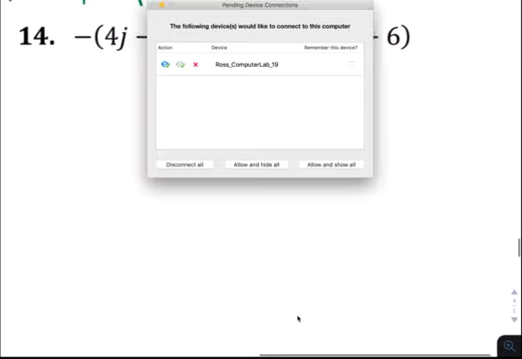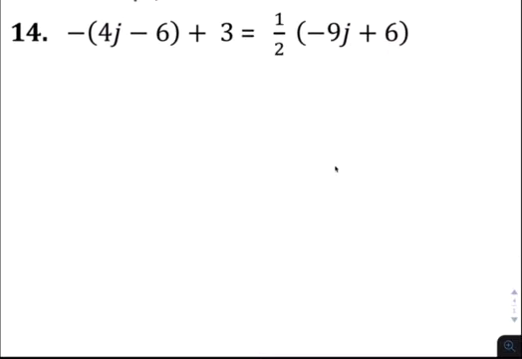Here, there's multiple ways of doing it. You can, I don't know how long that's been there. Huh. I hope it hasn't been there the whole time. Additive inverse.